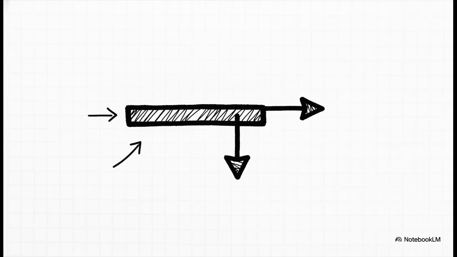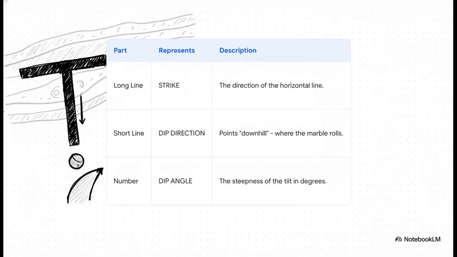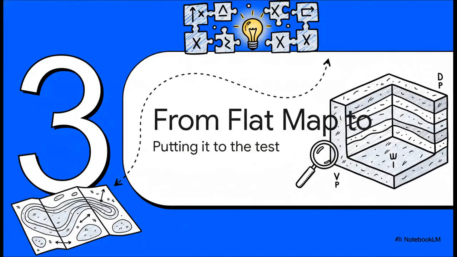Now here's the best part. Geologists don't have to write strike this way and dip that way all over the map. They combine all of this information into one elegant, simple symbol. And this little T-shaped symbol is the key to everything. The long line, that's the strike, our waterline direction. That short little line that's perpendicular to it, that points in the direction of the dip, where our marble would roll. And the number right next to it, that's the dip angle, telling us the steepness of the tilt in degrees. One symbol gives you all the information you need. Pretty cool, right?